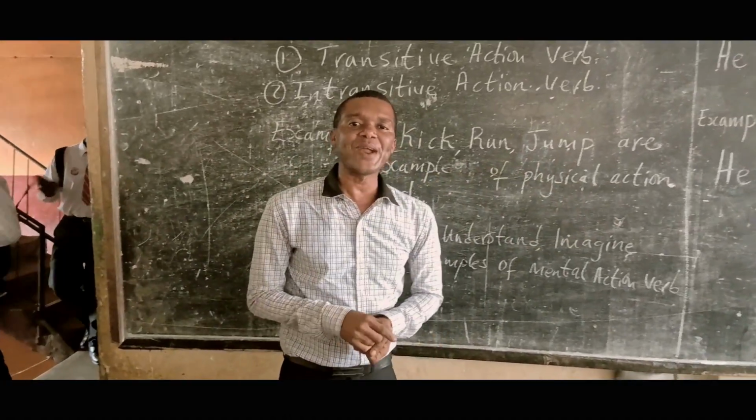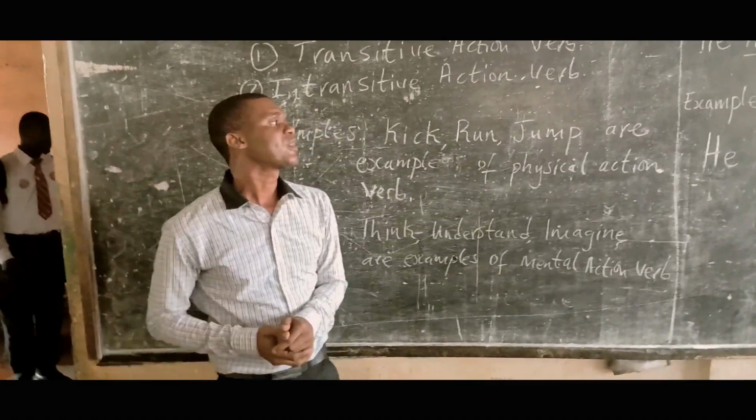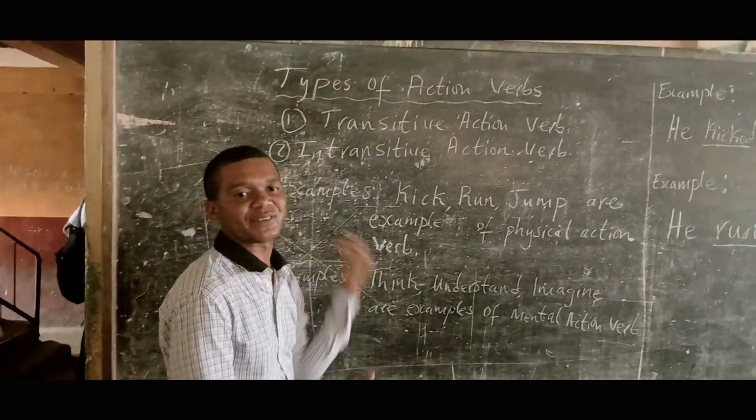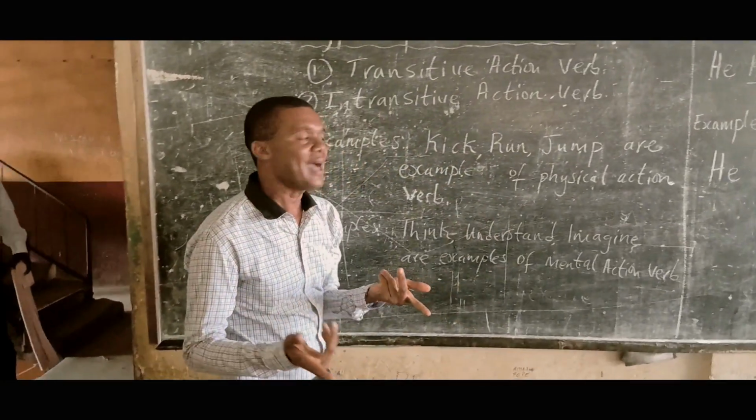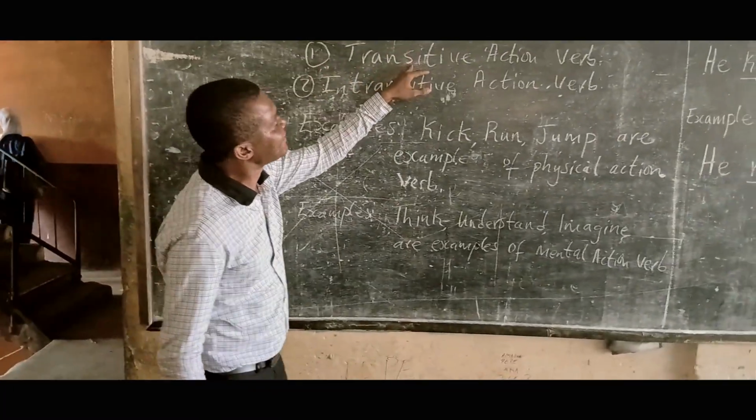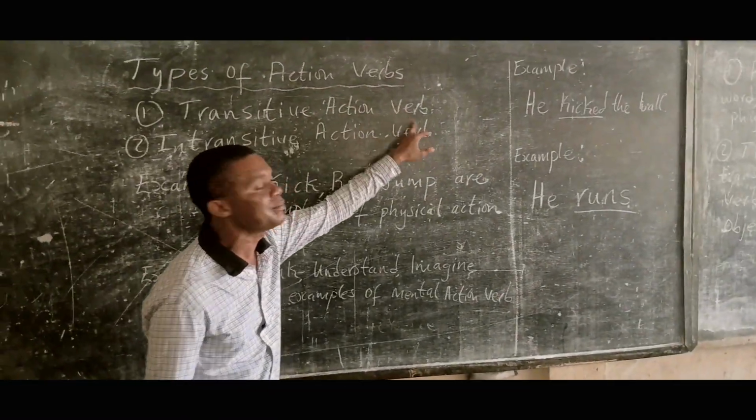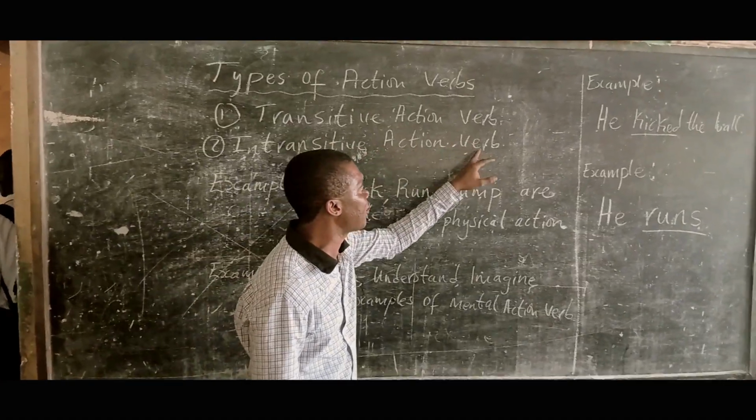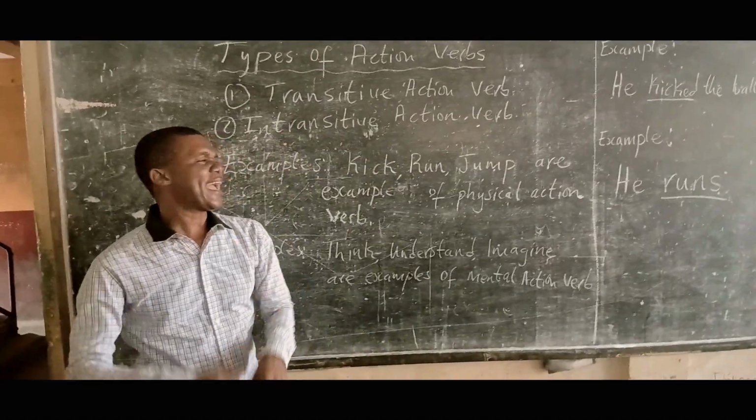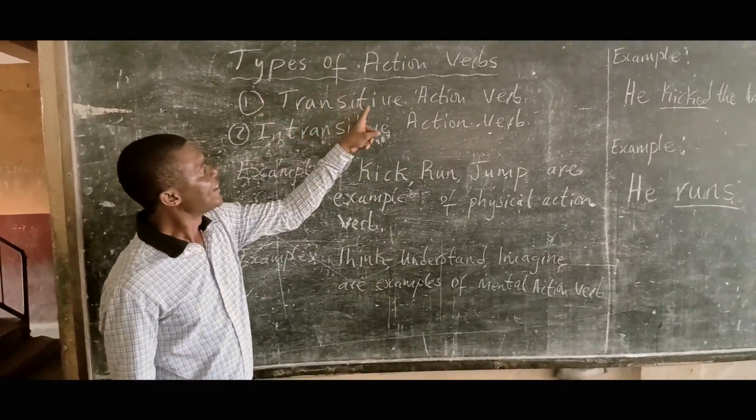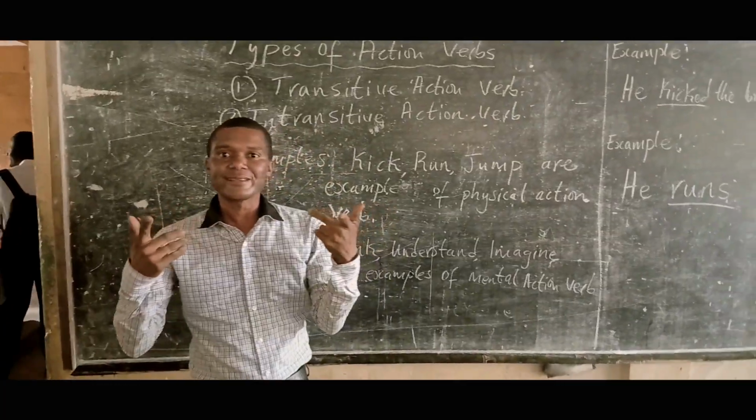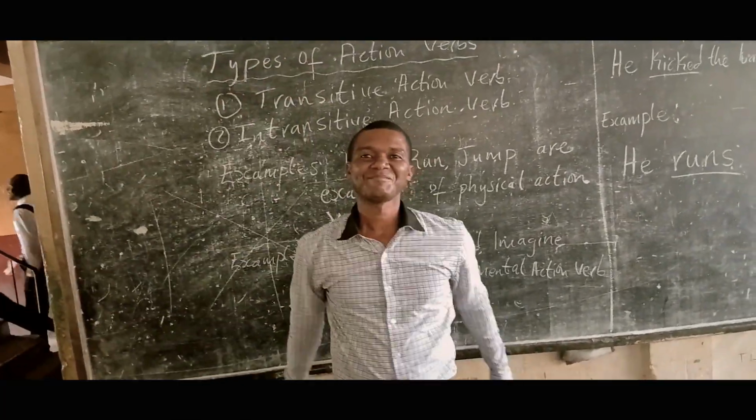Good children. Now, there are two types of action verb. These are one, transitive action verb, and two, intransitive action verb. Let's take a look at the first one, transitive action verb. Are you ready? Let's go!